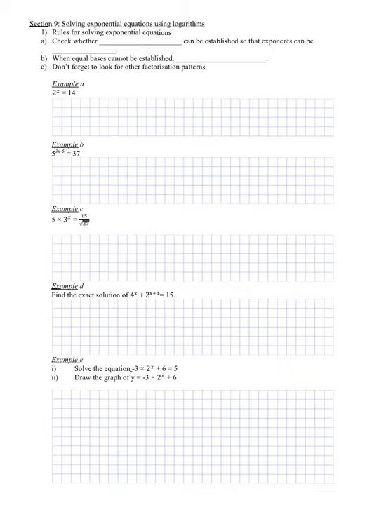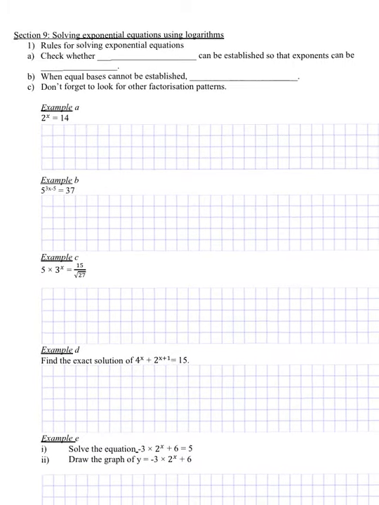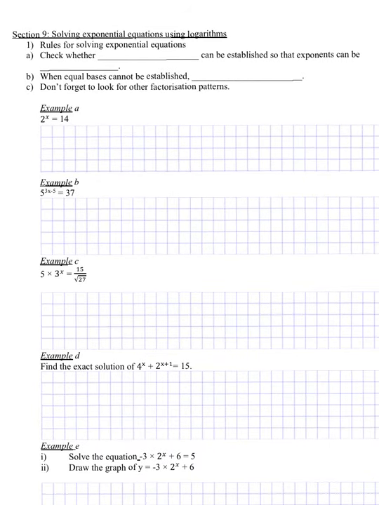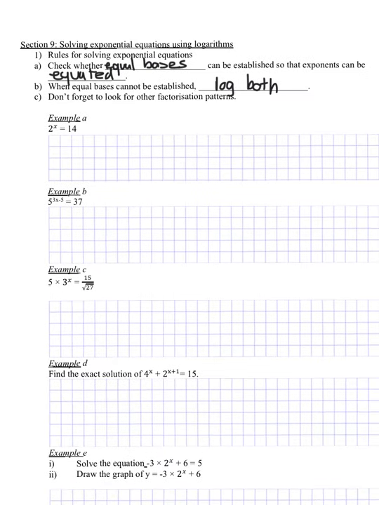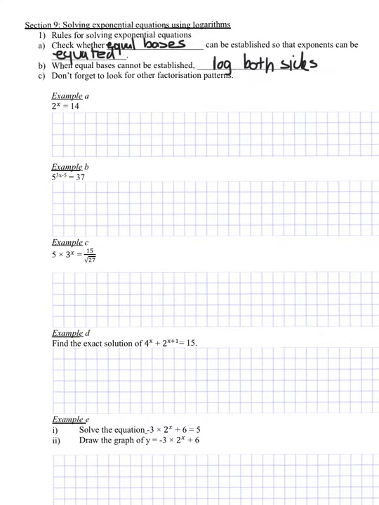So if you're trying to solve an exponential equation, firstly, check whether you can get equal bases. Because if you can on either side, then you can just equate the powers. So that's the first thing you're going to do. Now when they cannot be established, and sometimes they can't, then you have to log both sides. And logging both sides will enable you to solve that exponential equation, whatever it is, if it can be solved. You also sometimes have to look out for other factorization patterns. But we're going to talk about some examples, and that's all going to start making a lot of sense.